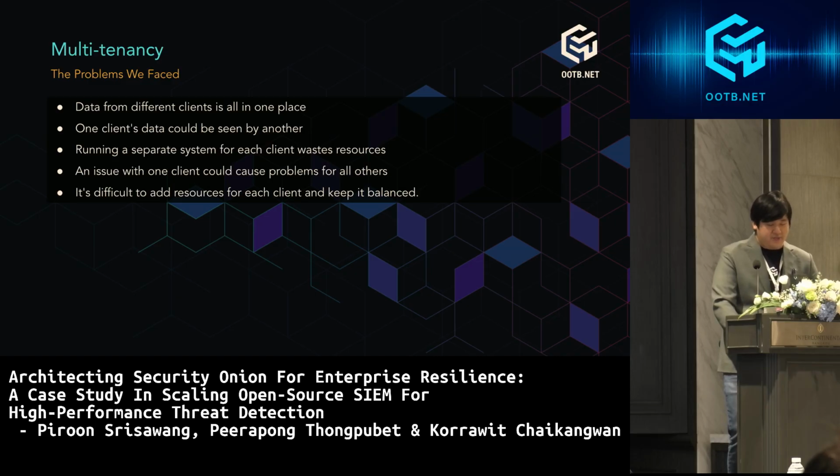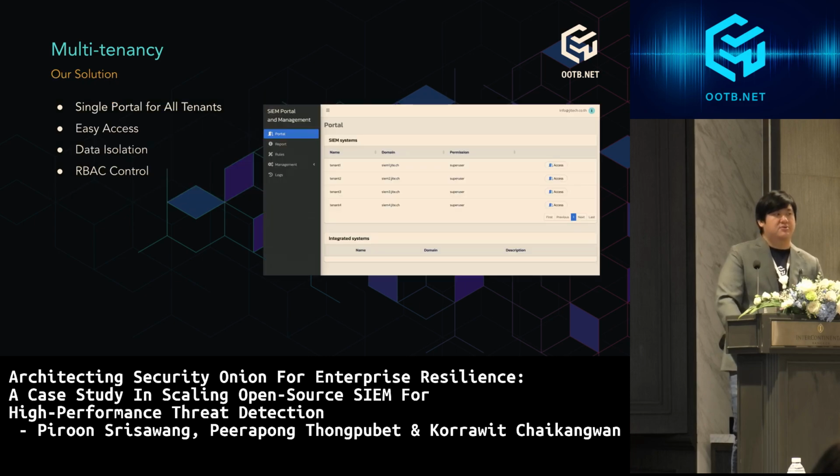So all of these problems came down to one fact. Security Onion is a strong single-tenant SIEM, but it doesn't provide native multi-tenant support. And that is the gap we set out to solve.